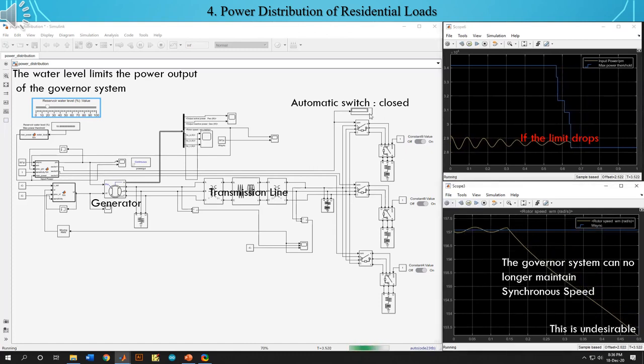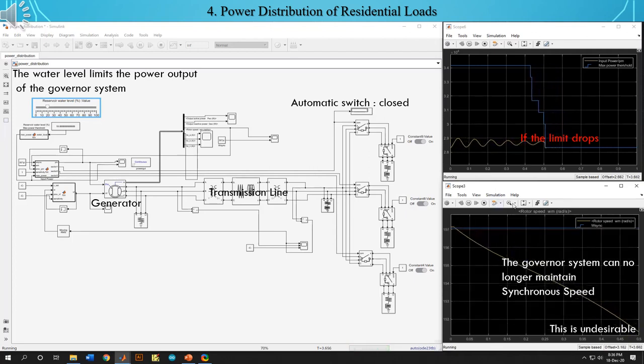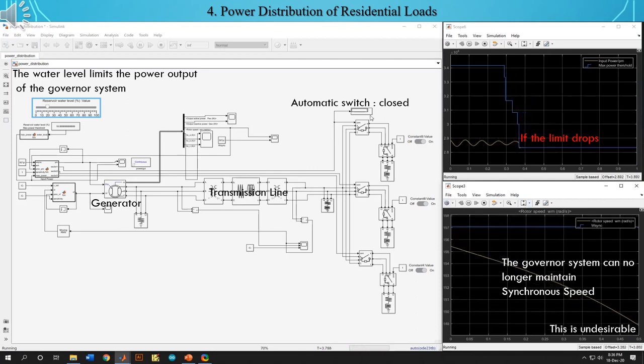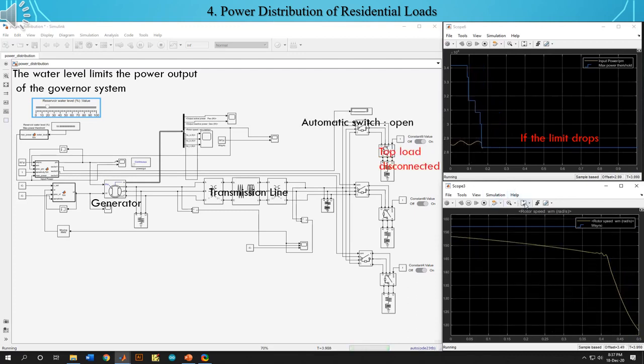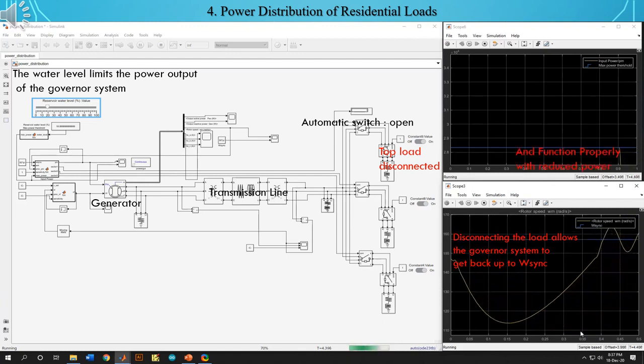In order to solve this problem, the governor system automatically disconnects the switch and as a result disconnects the top load. By disconnecting the load, the governor system can get the system speed back up to synchronous speed, which is 50 Hz. This allows the system to operate at low input power at the cost of not supplying power to some of the consumers.